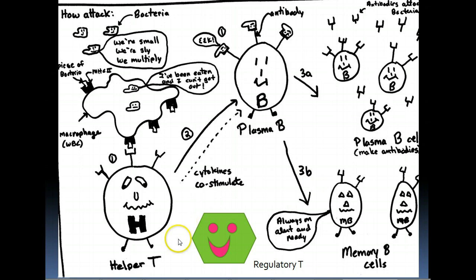Like with cell-mediated immunity, we also have regulatory T cells. Those, like in cell-mediated immunity, do the same thing. They stop the process, they control the process, so when the infection is gone, then the process stops. So there is some control over the immune system.